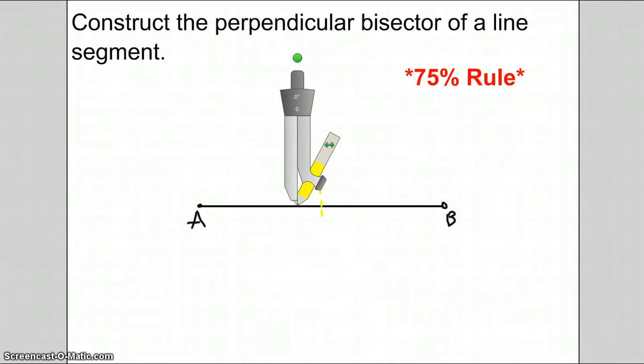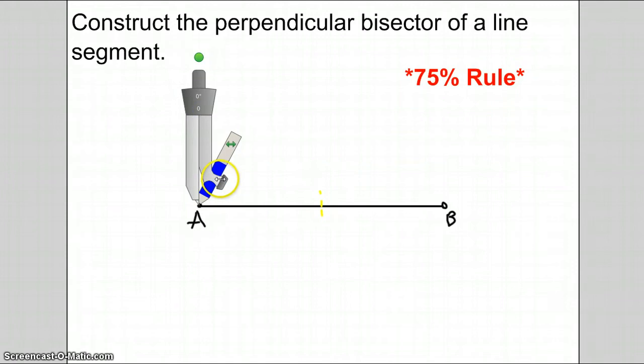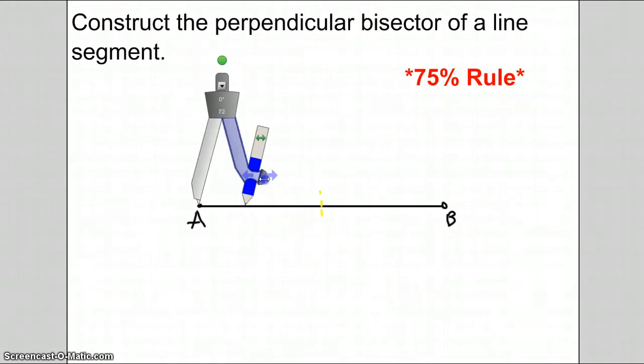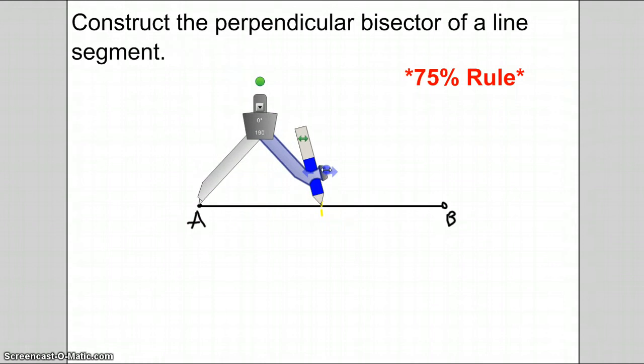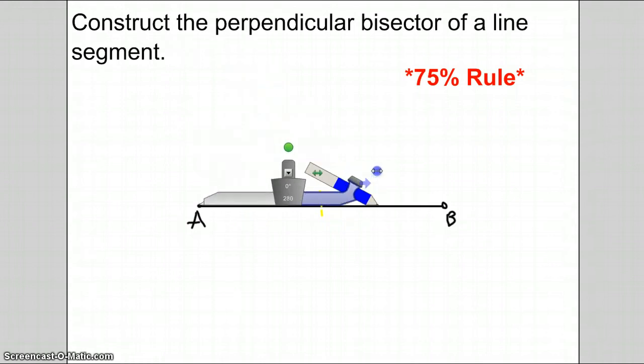Once you've done that, put the gold piece of your compass on A and find a letter that's about 75% of the way through. So this would be 25, 50, and let's say that's 75. It doesn't have to be exact. Here you can see mine doesn't fit any longer. As long as it's close enough, that's good.